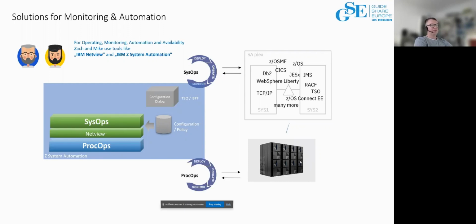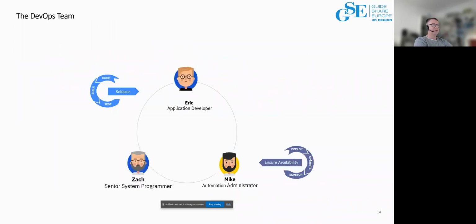Yeah, and also they're using ProcOps in order to ensure that enough resources are available in order to run that workload that Eric is developing. So this is a kind of traditional way to work with the system. You have the developer in the development department who develops and tests and releases code. And you have Zach and Mike in the operating department who install and get stuff running. So how, in the DevOps world, does this come together?